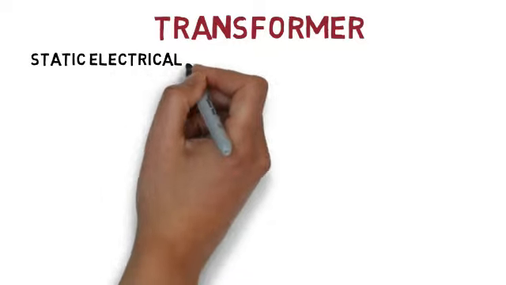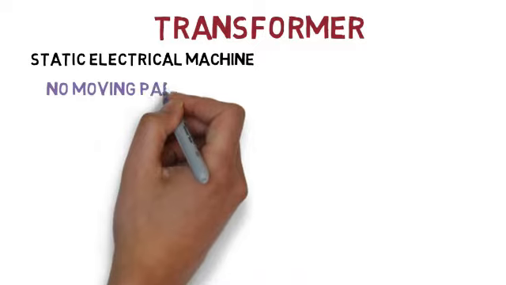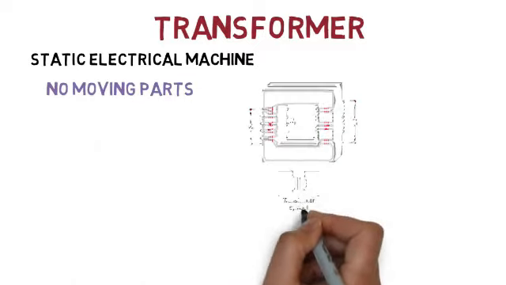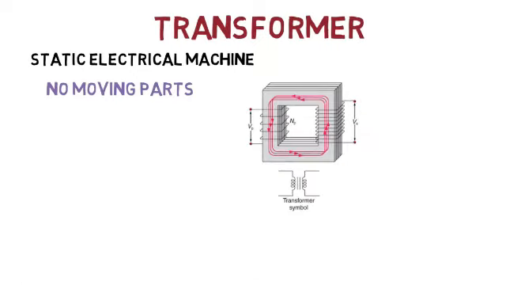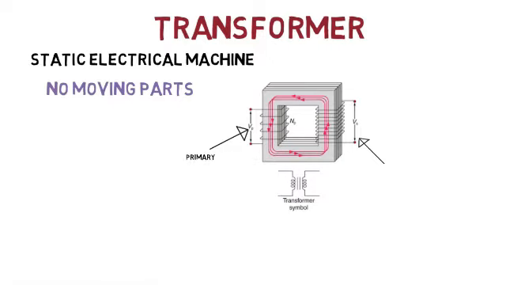A transformer is a static electrical machine and it has no moving parts. It can step up or step down voltage. A transformer transfers electrical energy from one circuit to another circuit, while there is no change in the frequency or in the circuit components.